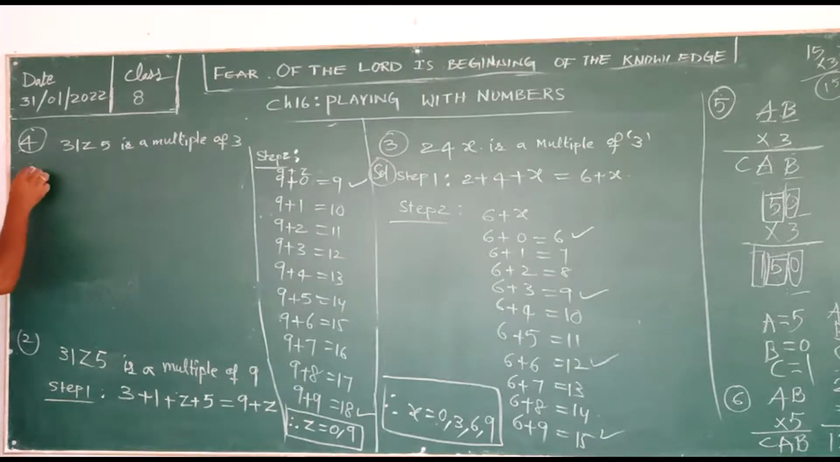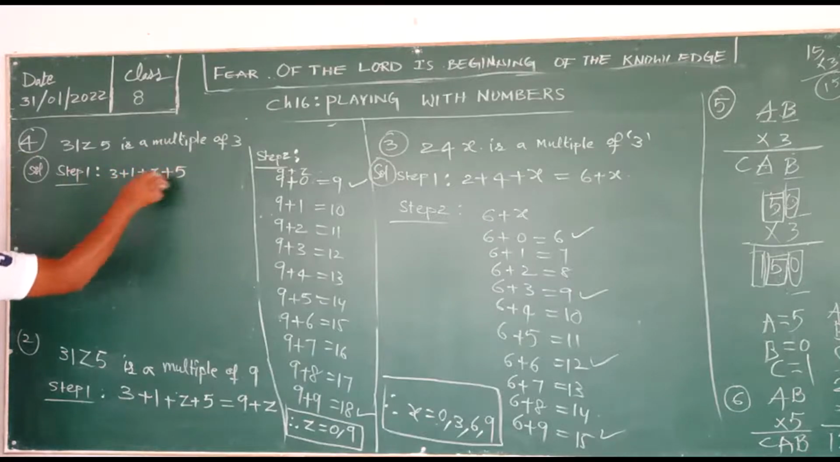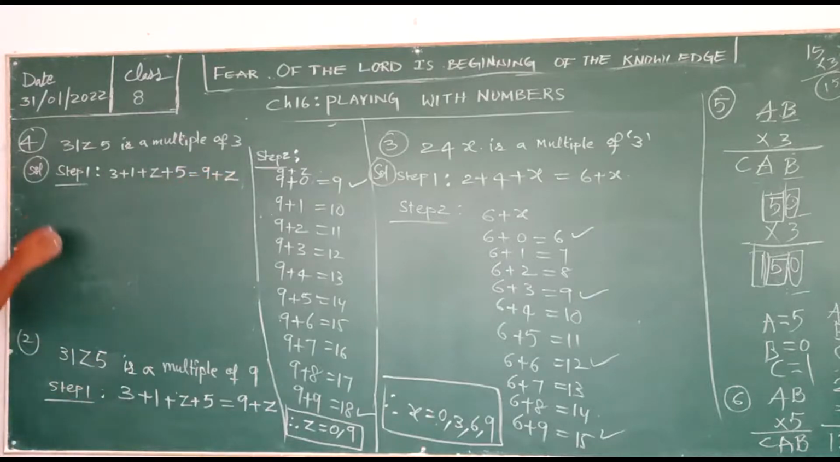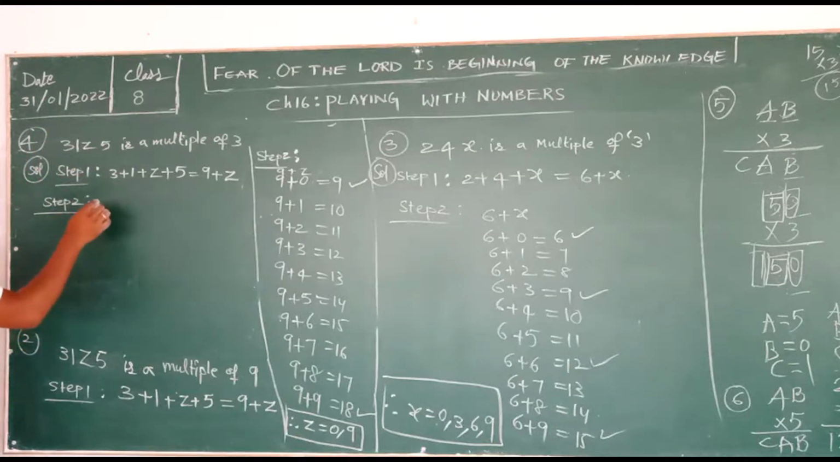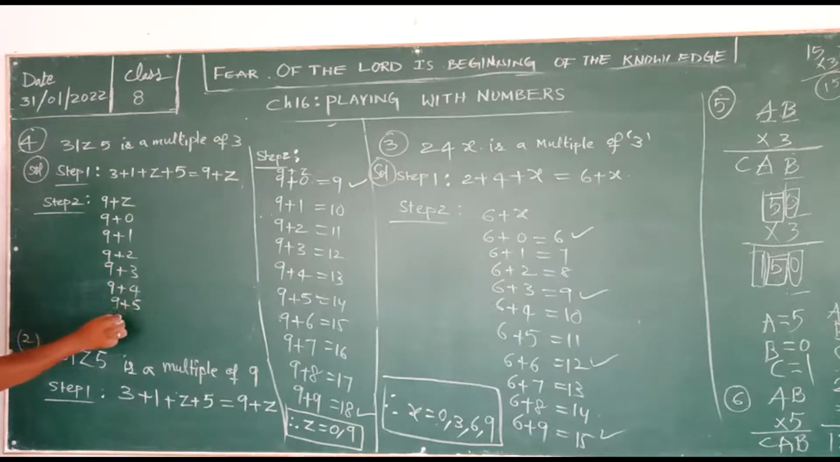Very simple one. Again solution, our step number 1, 3 plus 1 plus z plus 5. You get answer as 3 plus 1 is 4, 4 plus 5 is nothing but 9. So you get this is equal to 9 plus z. So now step number 2, add all the digits. So now here 9 plus z, then 9 plus 0, 9 plus 1, 9 plus 2, 9 plus 3, 9 plus 4, 9 plus 5, 9 plus 6, 9 plus 7.